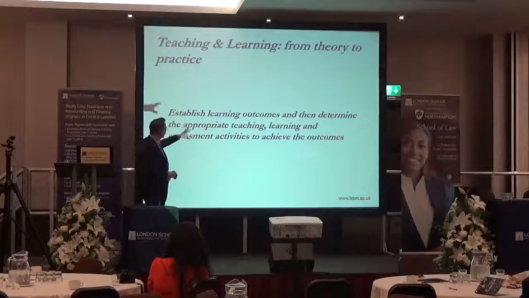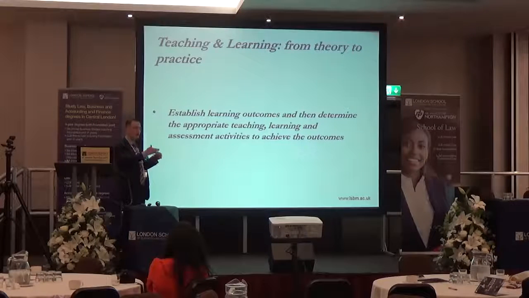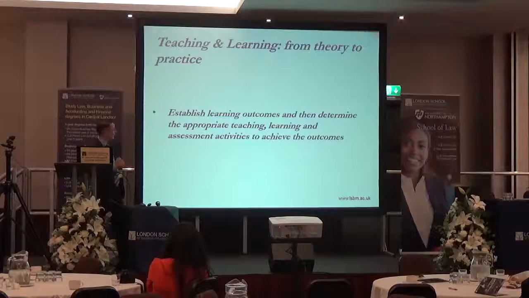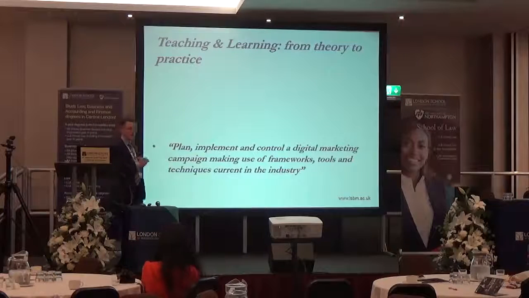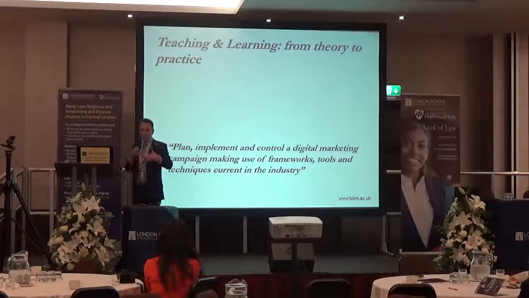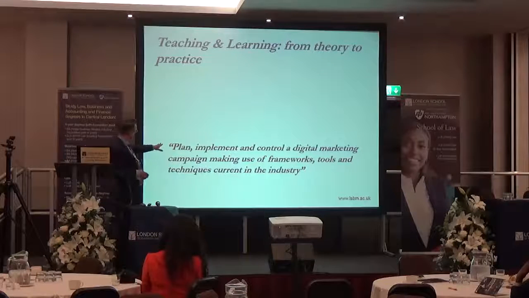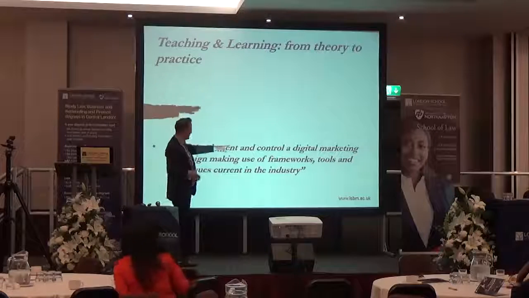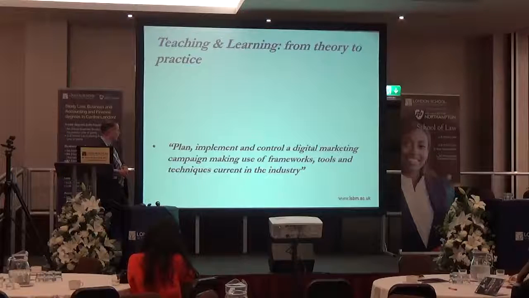And that means establishing learning outcomes, then determining the appropriate teaching and learning and assessment activities to achieve those. So this is where your Cairo comes in and all those different coloured post-it notes that we saw. So what I want to do briefly now is show you one of the intended learning outcomes of the digital marketing module, which I hope you'll keep in mind as we go through this to see how we're building up this knowledge. So one of the learning outcomes is to plan, implement, control a digital marketing campaign, making use of frameworks, tools, and techniques current in the industry.